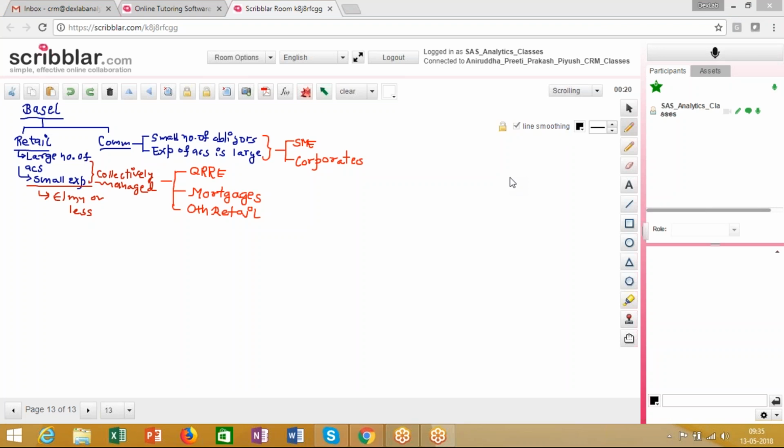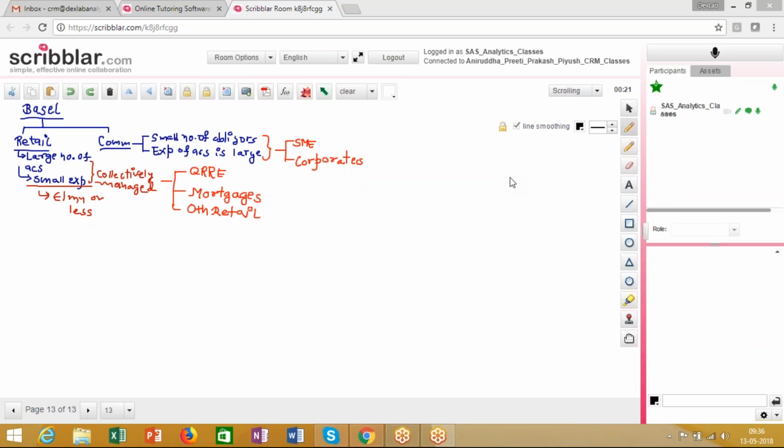Great. Now we'll take up each portfolio independently. In the retail portfolios, there are three sub portfolios. One is QRRE, which is the qualifying revolving retail exposure. The second is the mortgage, and the third is the other retail. These are the three things that we will be talking about.